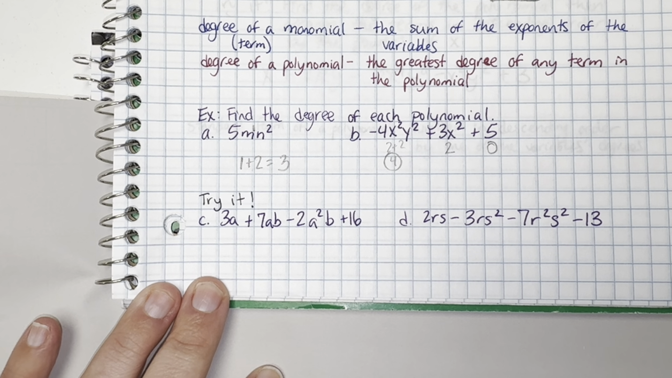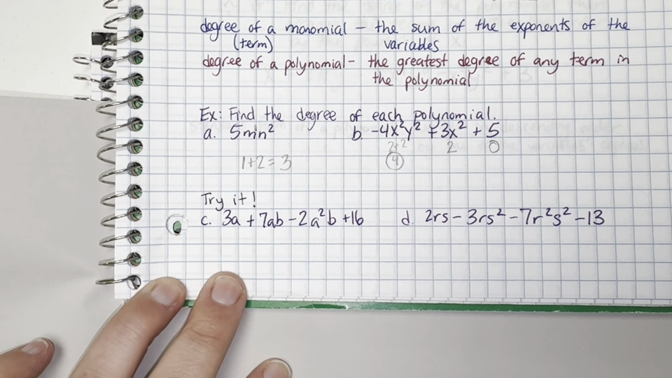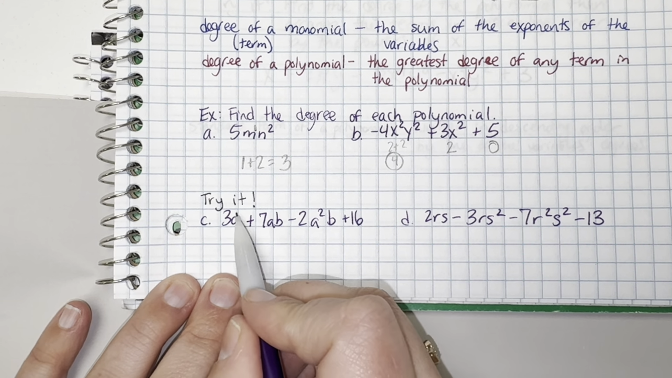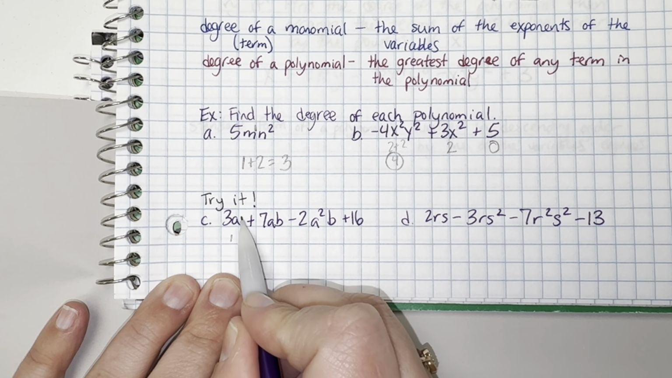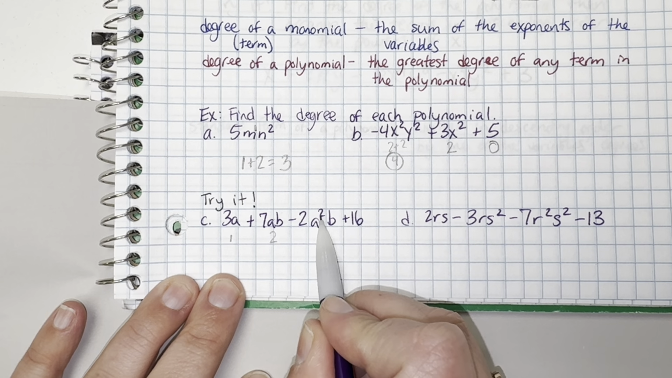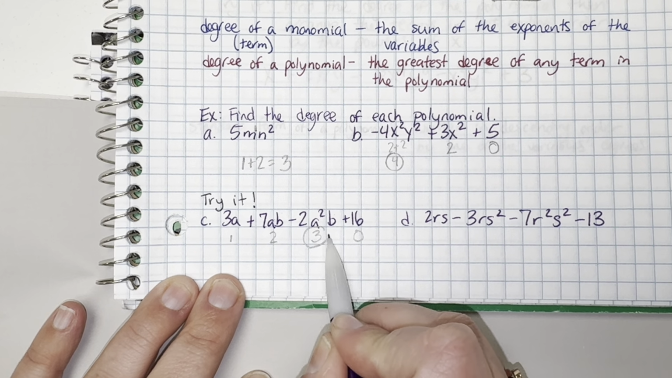All right, checking back in now. We're on video 2 of 8.1, taking a look at the degree of our polynomials here. The answer for this one would have a degree of 1. This one was 2 because 1 plus 1. This one would be 2 plus 1 is 3 and 0. So the degree of this one is 3.